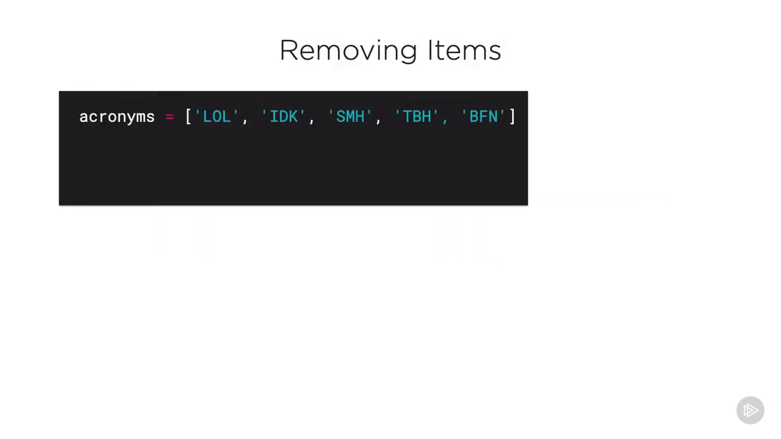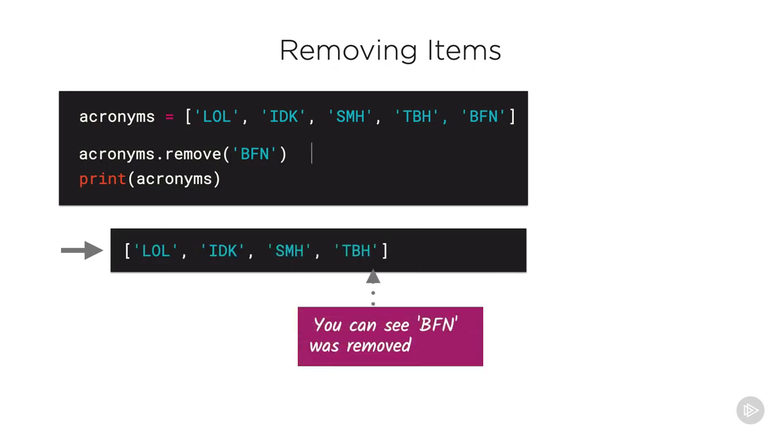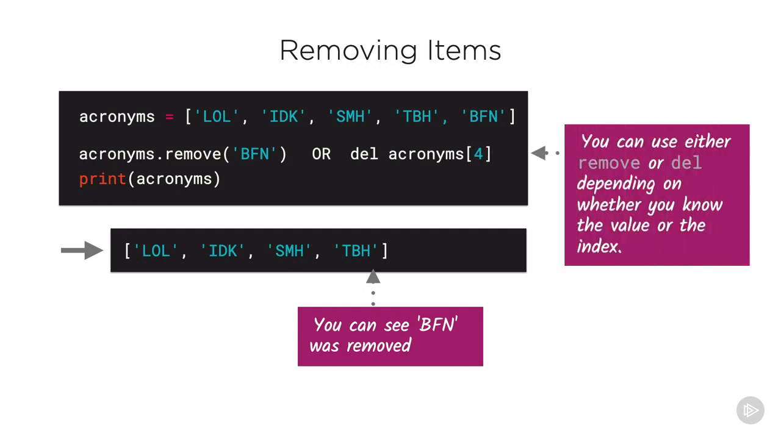To remove an item, you can use the remove method and pass in the value like bfn here. And you can see bfn was removed. Or if you don't know the value, but you do know its position, you can remove an item by a specified index. To do that, use del followed by the item at the specified index.